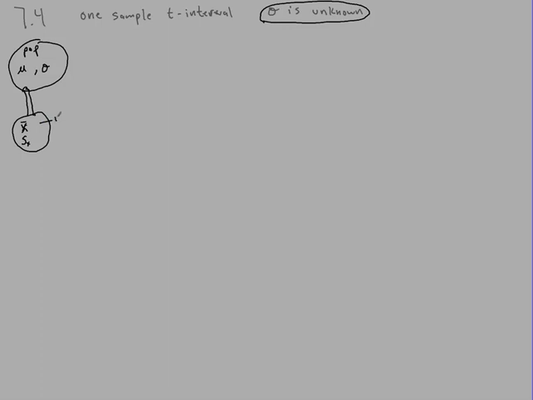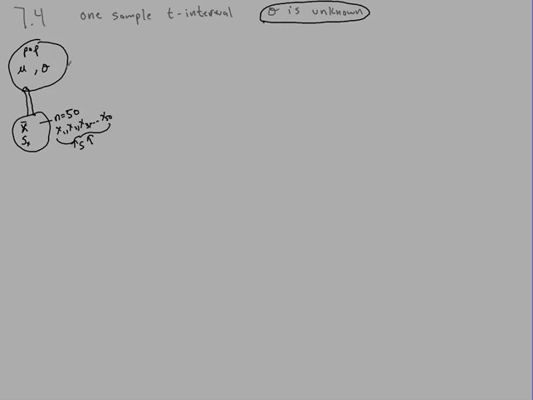So, for example, let's say I take 50 people. That's going to give me 50 different x's. S would be the variability of these 50 people.